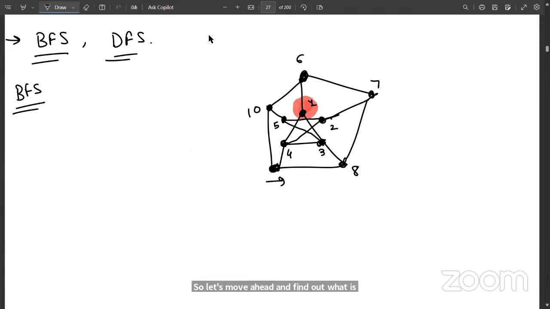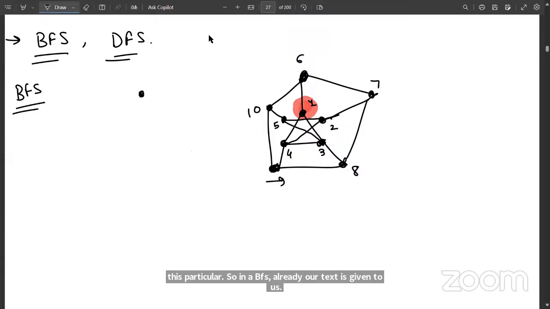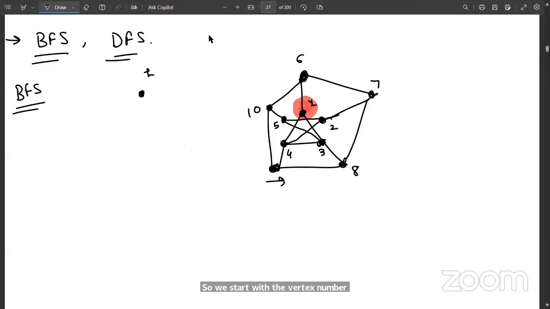In BFS, a starting vertex is given to us. So we start with vertex number 1. BFS says that in the second step, you have to list out all the neighbors of this particular vertex 1. There are 3 edges associated with vertex number 1, and the 3 neighbors are 6, 4 and 3.